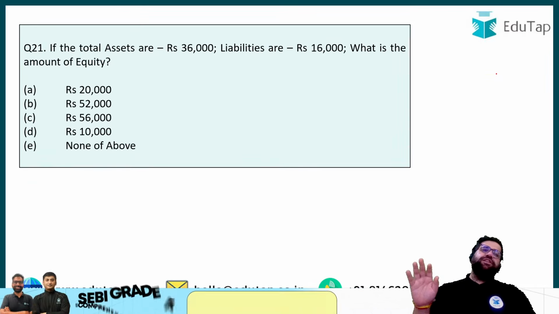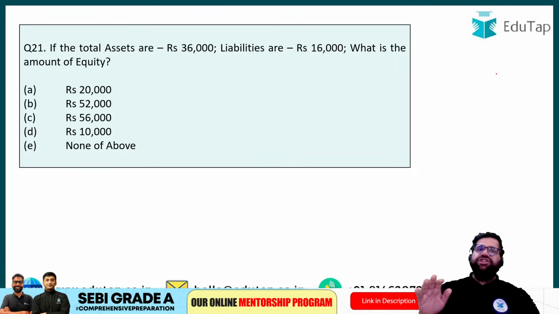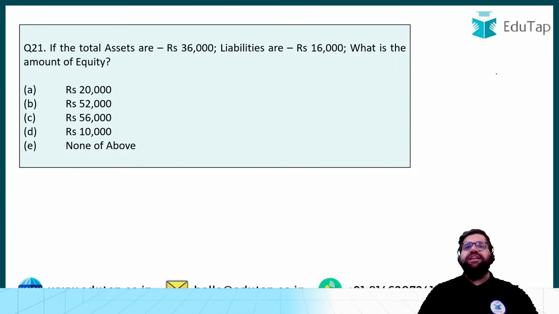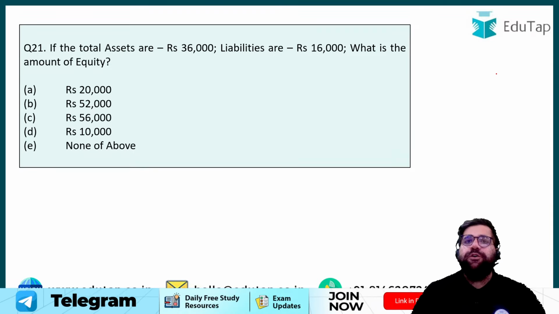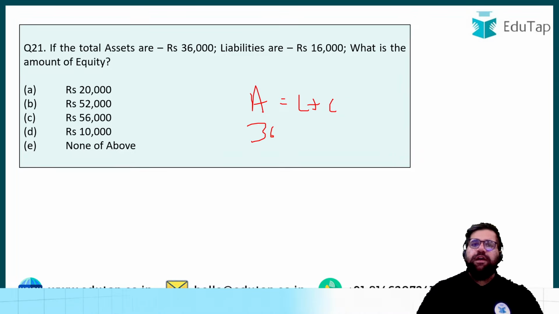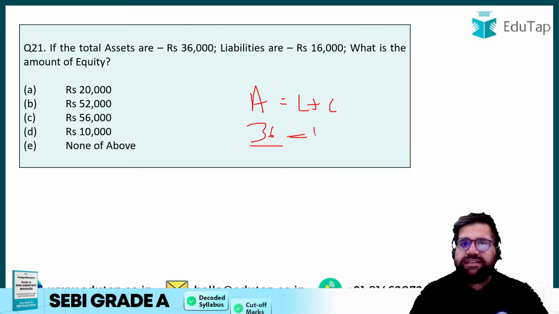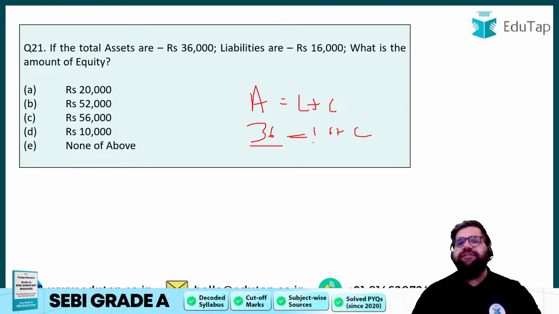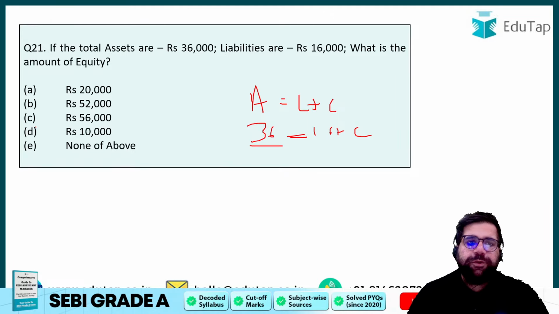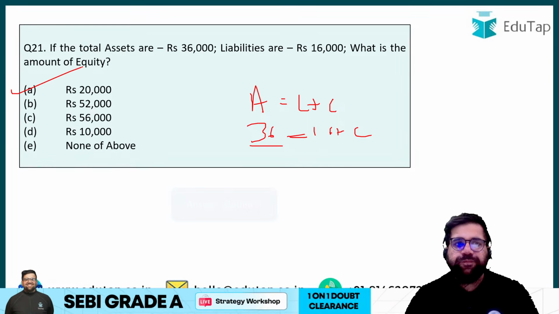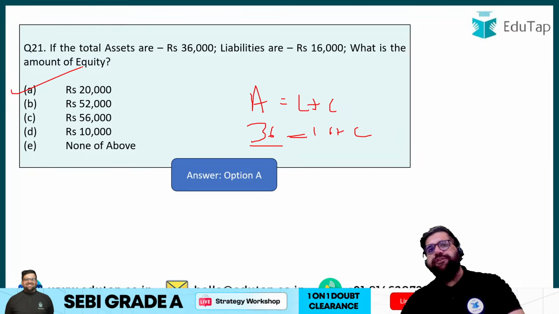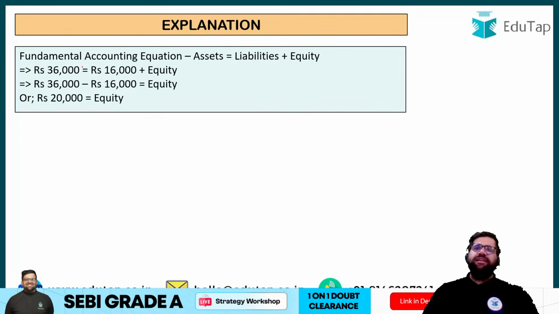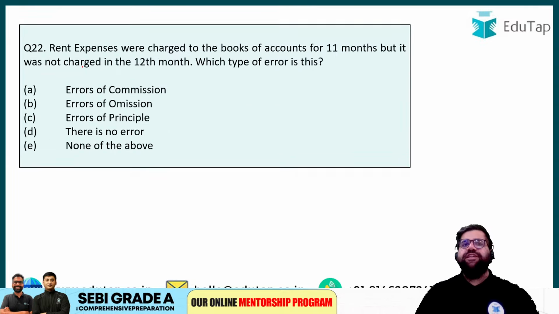A very basic question, which is like the foundational question of the balance sheet. If total assets is 36,000, liabilities are 16,000, what is the amount of equity? Total assets, I hope you know, assets is equal to what? Assets is equal to your liabilities plus capital, right? Assets is given to you as 36,000, liabilities are given to you as 16,000, and capital you have to identify. So 36 minus 16, which will be 20. So my answer will be option number A. Right? 36 minus 16 will give you capital of 20,000. Cool, very easy. This is a phase 1 level question, not phase 2 by the way.